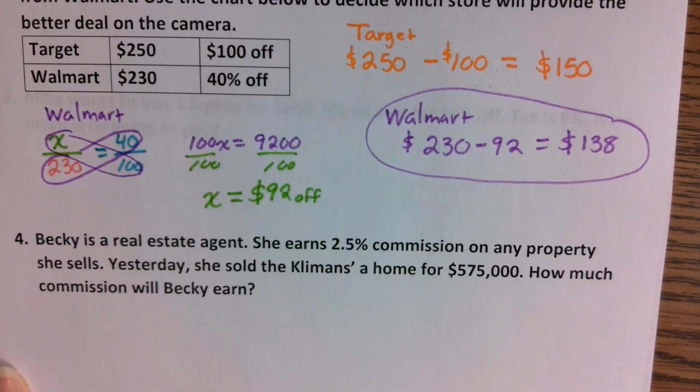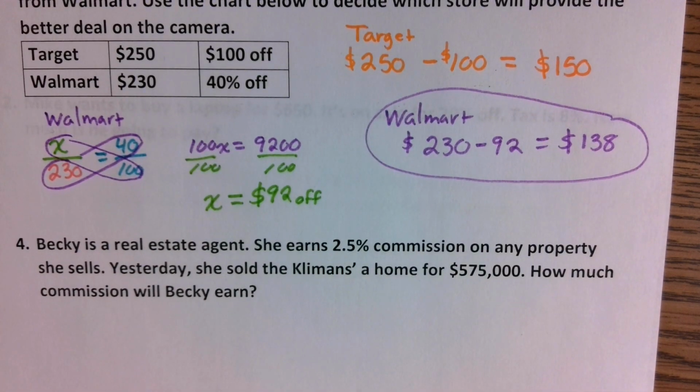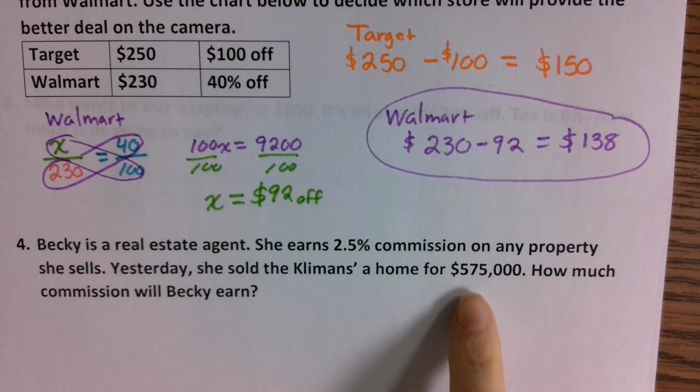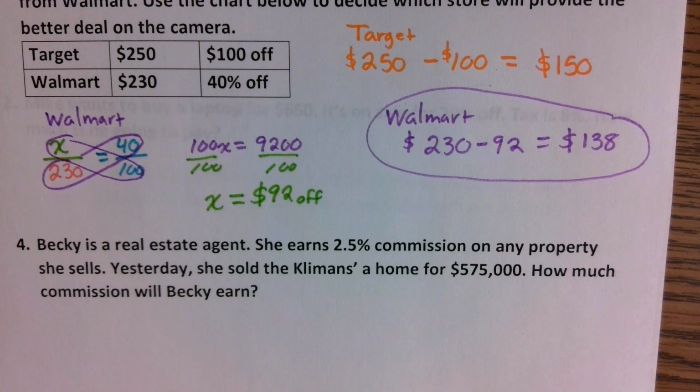Last question on the warm-up. Becky is a real estate agent. She earns 2.5% commission on any property that she sells. Okay, so the bank and the person who owns the home, that's who gets the price of the home. So when we sell the home for $575,000, that money first goes to the homeowner who originally owned the home. And then the homeowner uses that to pay off their loan that they might have had from a bank to buy the home. Okay, so that's where that money goes towards.